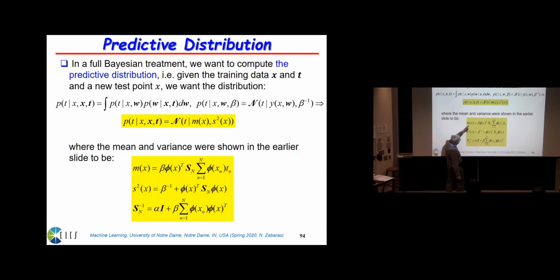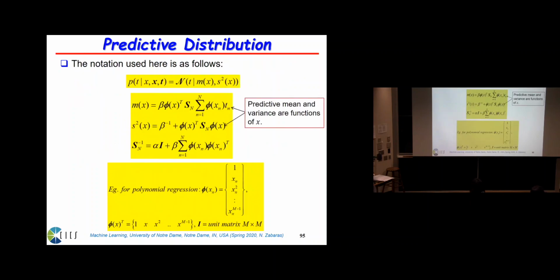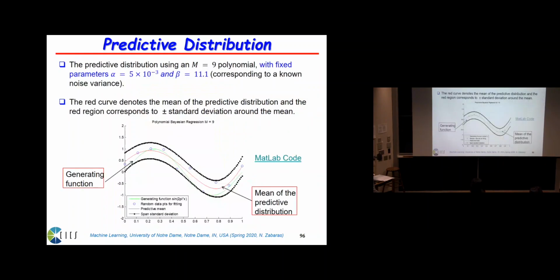And you notice the mean and the variance depend on x, which is nice, right? So it basically tells you that as you move to different prediction points, the variance and the mean will change. So let me give you some graphical results here.